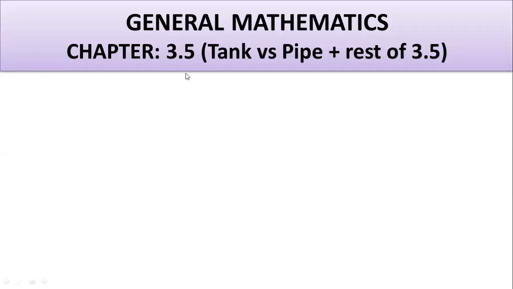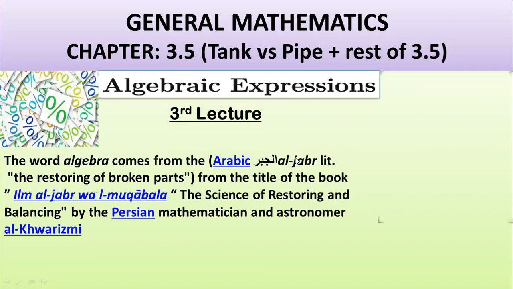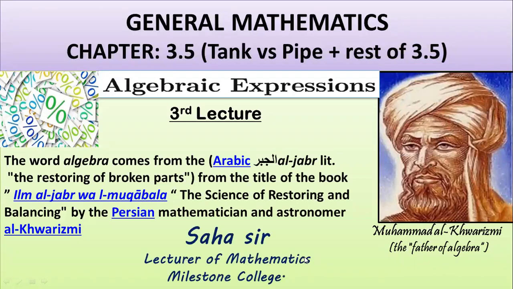Today we are going to discuss chapter 3.5, our last lecture. This chapter contains tank versus pipe related maths and the rest of the maths of 3.5. You already know that this is your third and last lecture, and a little bit of history: the father of algebra is Muhammad Al Khwarizmi. This is Shah Sir, lecturer of mathematics, Milestone College.